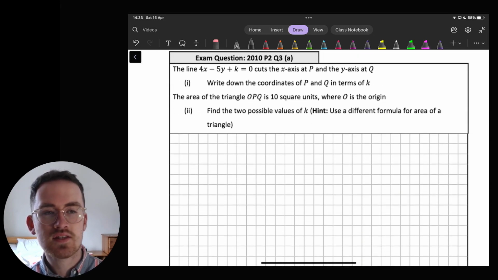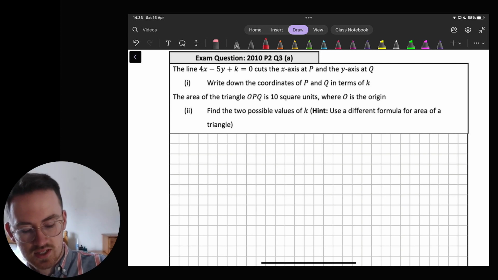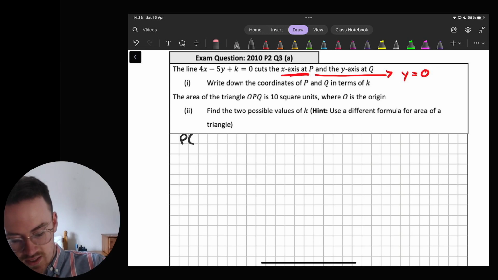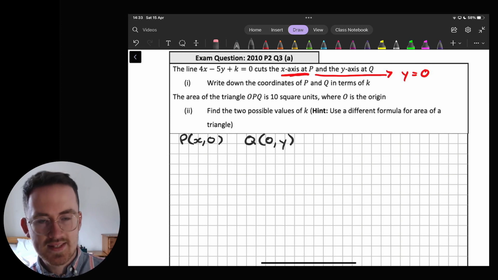The line cuts the x-axis at P and the y-axis at Q, and we're asked to write down the coordinates of P and Q in terms of k. So this is coming back to the things we looked at in that fundamental formula. Where it cuts the x-axis is going to be where y is equal to 0. So let's write that down. P is going to be x, 0, Q is going to be 0, y. It cuts the y-axis when x is equal to 0.